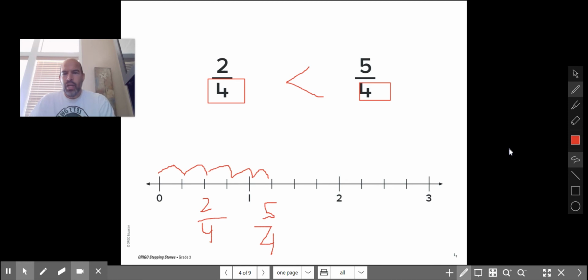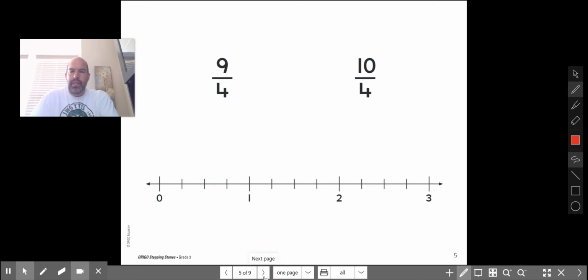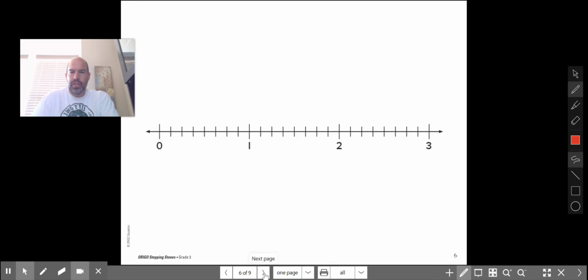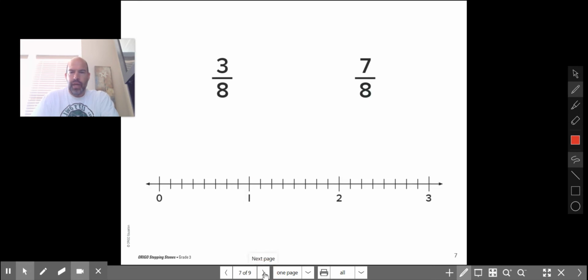Like I was saying, when we compare two fractions that have the same denominator, we can look at the numerator to guide us, just like we would whole numbers. All right? Now, I'm actually going to jump over to the lesson because this is just a bunch of the same kinds of problems. And I'm just going to flip through those just in case. All right?